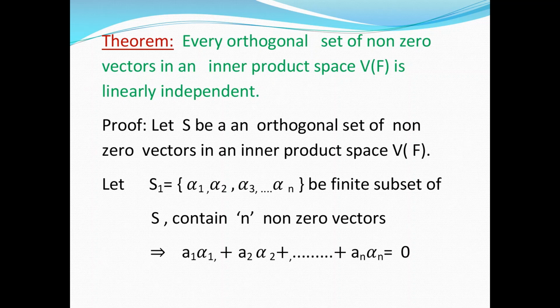Now we are going to the theorem on orthogonal sets. Every orthogonal set of non-zero vectors in an inner product space V(F) is linearly independent. Proof. Let S be an orthogonal set of non-zero vectors in an inner product space V(F). Let S1 equal alpha 1, alpha 2, alpha 3, and so on, alpha n be a finite subset of S containing n non-zero vectors. That implies a1 alpha 1 plus a2 alpha 2 plus and so on plus an alpha n is equal to 0.